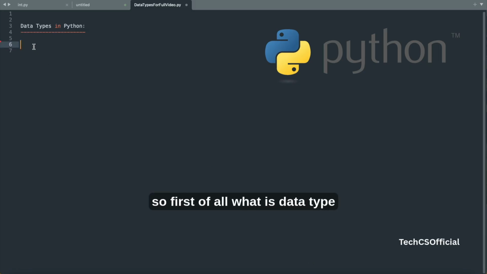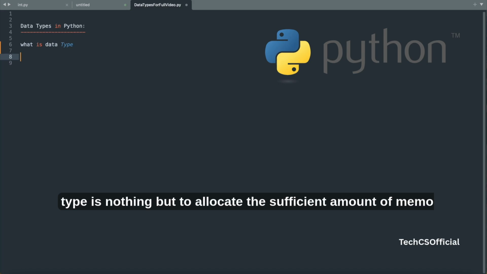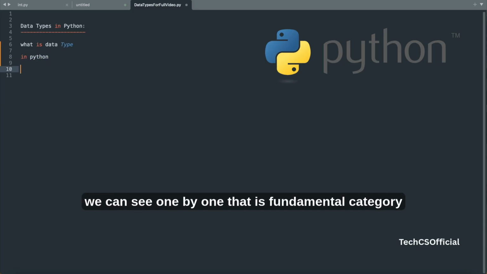So first of all, what is data type? Data type is nothing but to allocate the sufficient amount of memory space in the main memory for storing the inputs or literals. In Python, we have different types of data types. We can see them one by one.